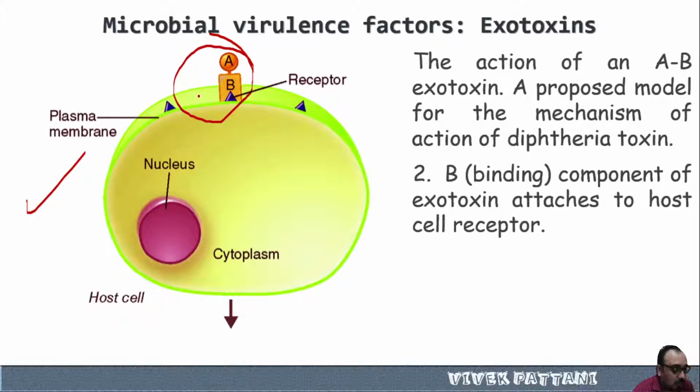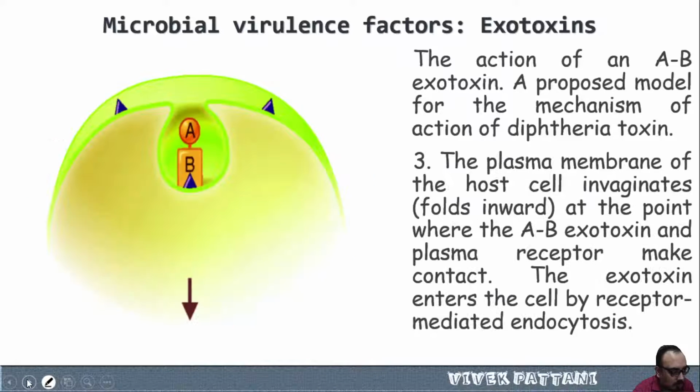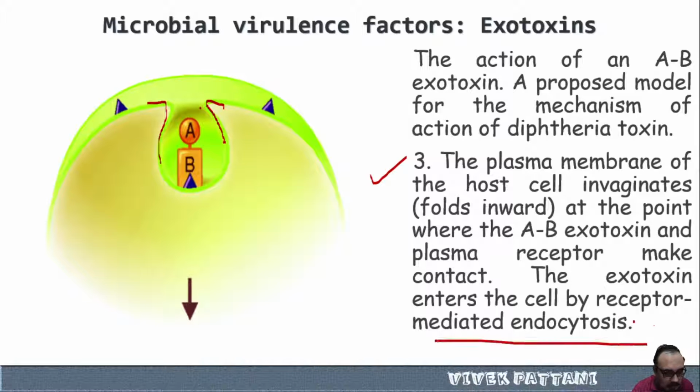Basically it attaches to the host cell receptor. This function is to bind to the host cell. Now what happens next? The plasma membrane of the host cell invaginates, which basically you can see folds. The plasma membrane folds inward at the point where the AB toxin and plasma receptor make contact, and the exotoxin enters the cell by receptor mediated endocytosis.